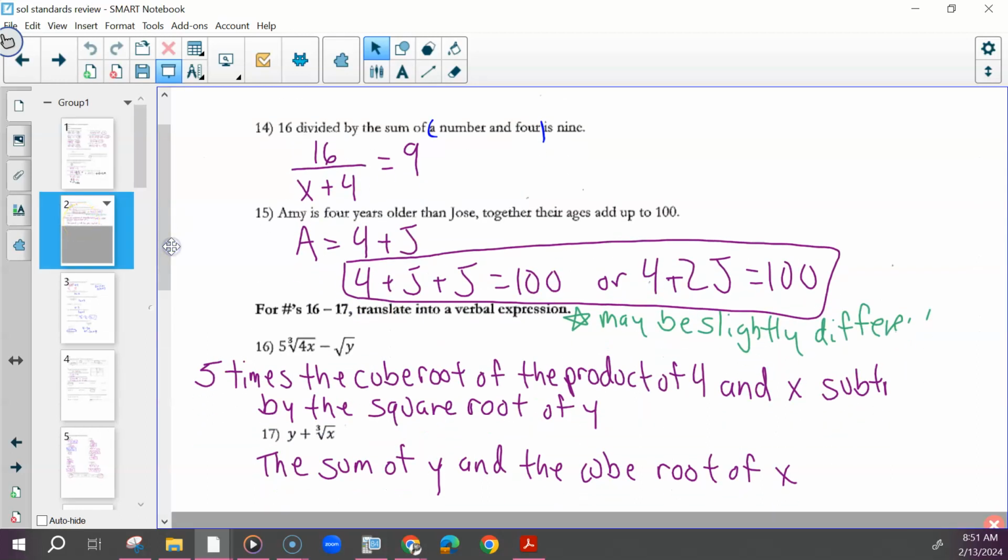And then for 14, we have 16 divided by the sum of a number and 4 is 9. For 15, you really needed 2 different things. Amy is 4 years older than Jose, so if you knew Jose's age, you could add 4 to it and you would get Amy's age. Together, their ages add up to be 100, so you could take Amy's age equation and Jose and add them together to get 100, so either of those would be fine.